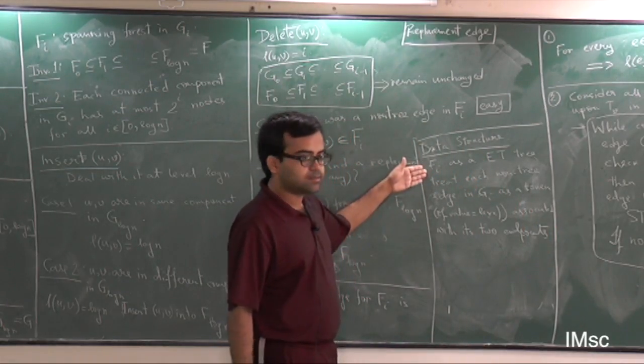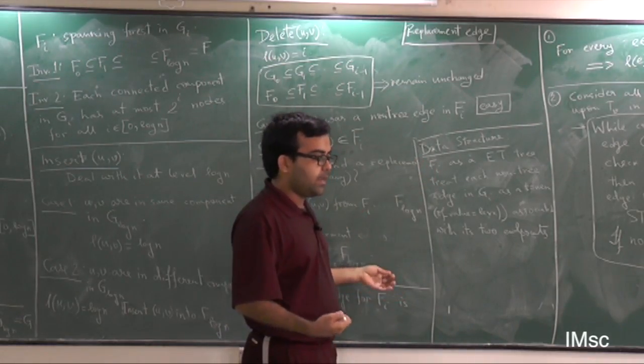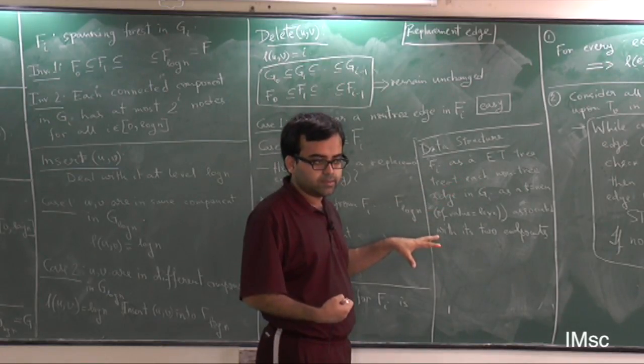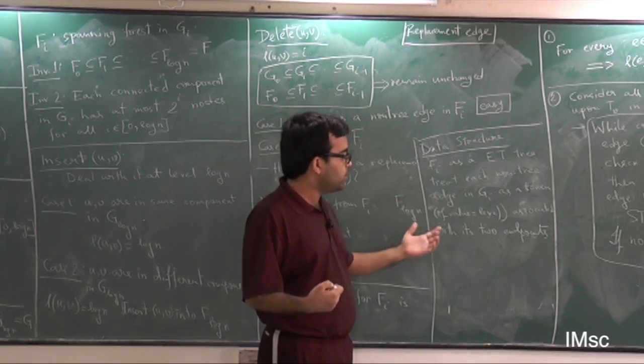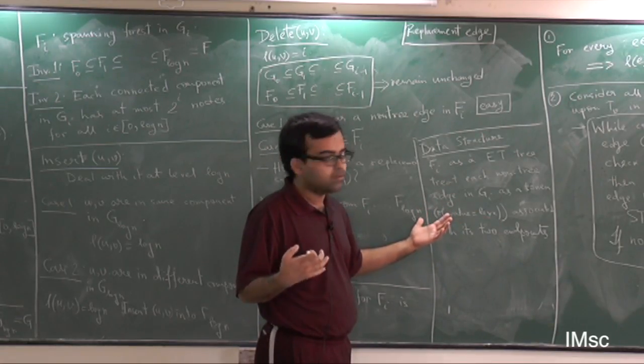So basically, you are maintaining this F_i as an ET tree, and with each node, if there is a non-free edge associated with it, you have a token, and the value of that token is the level of that token. That's it. Okay.